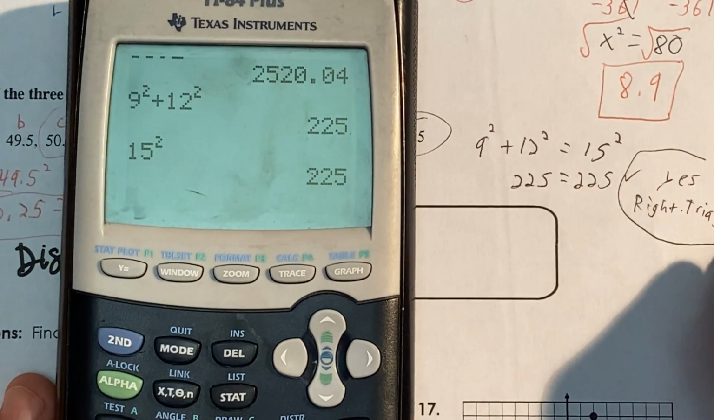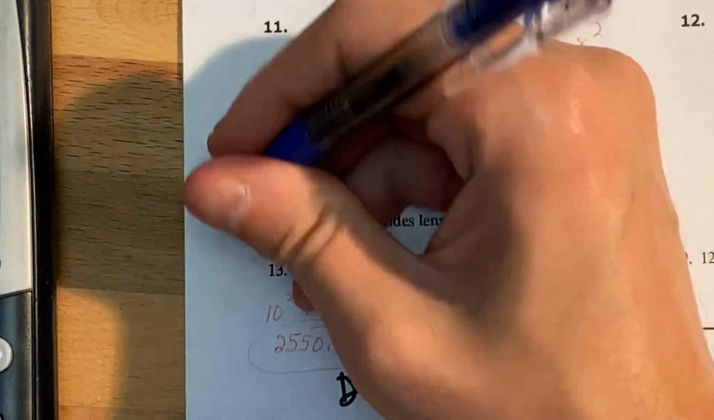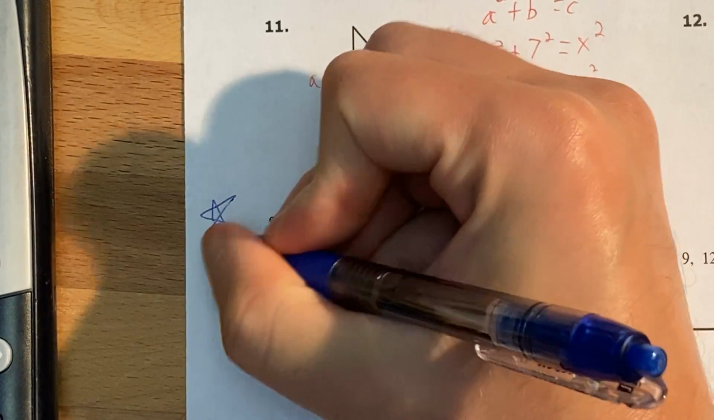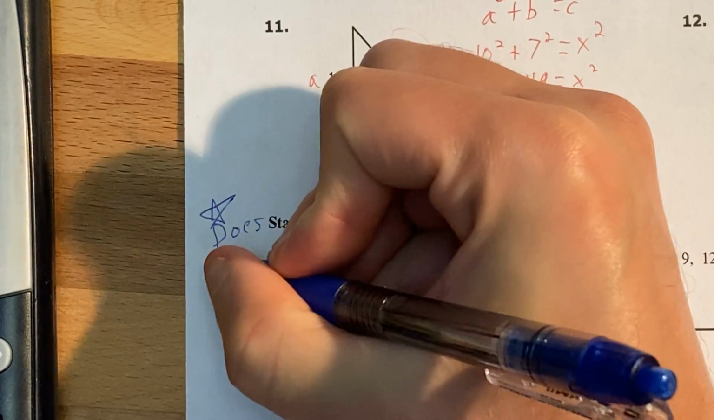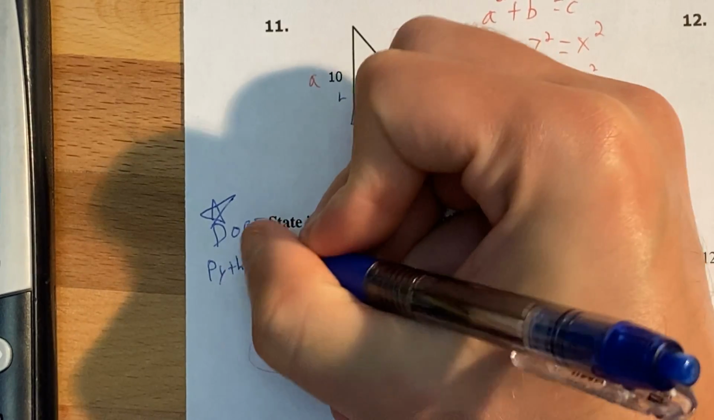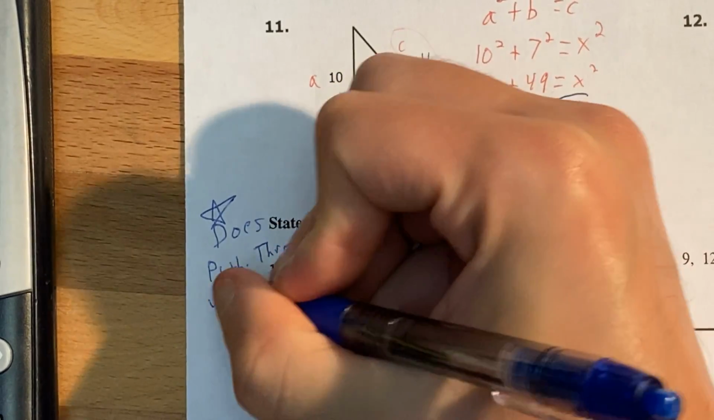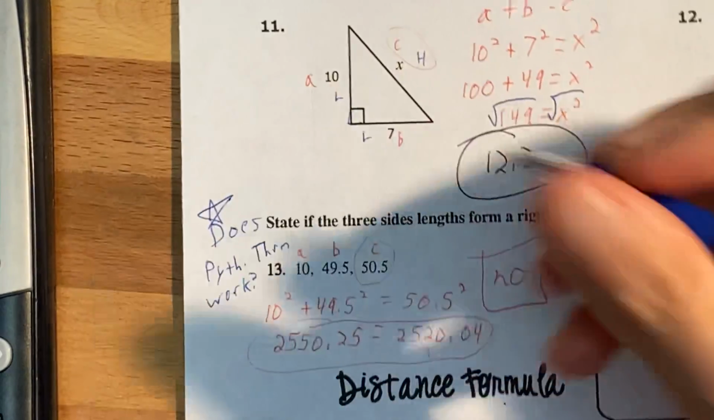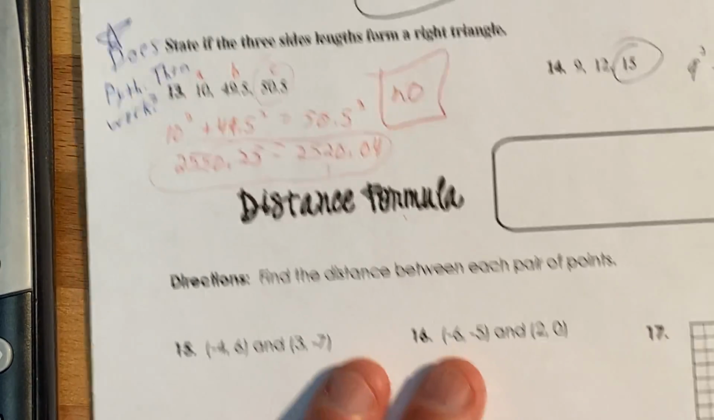There you go. So it's just seeing if the Pythagorean theorem works. Does the Pythagorean theorem work? That's how you do this section. Just see if the Pythagorean theorem works.